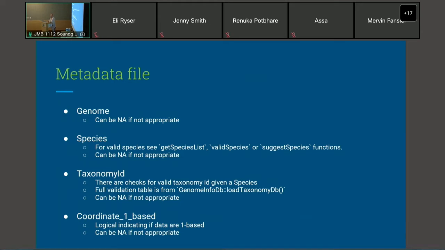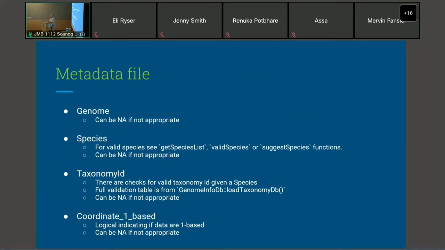We do have some helper functions too to make sure that it's consistent as far as capitalization and punctuation, since R is case sensitive. So we have helper functions like getSpeciesList and validSpecies to help make it consistent. And we do have a validation function for the taxonomy ID based on a given species that matches against the GenomeInfoDb loadTaxonomyDb. So you can always look at that for validation.